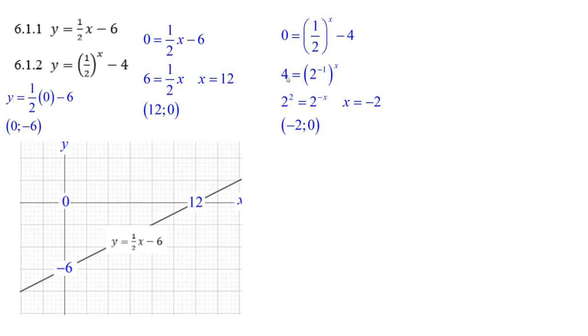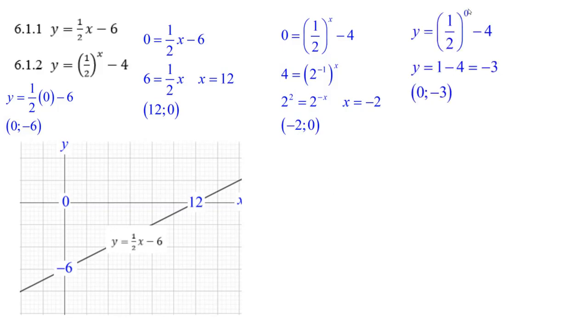We're going to add 4 to both sides. We get that. We get 4 is 2 squared. But 1 over 2 is really 2 to the minus 1. That's the trick of this question. And minus 1 to the x power is minus x. Well, now I'm looking at it. The only way they can be equal is if minus x equals 2. Multiplying by negative 1, x equals minus 2.